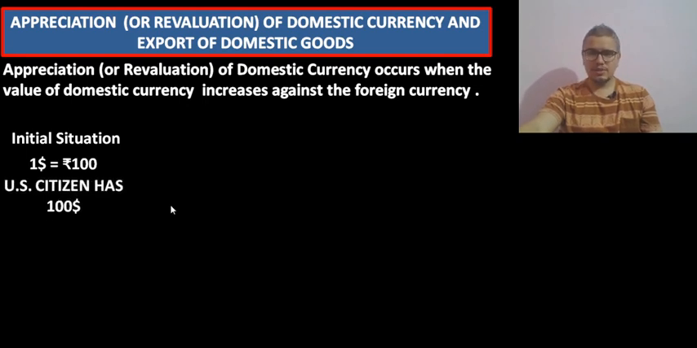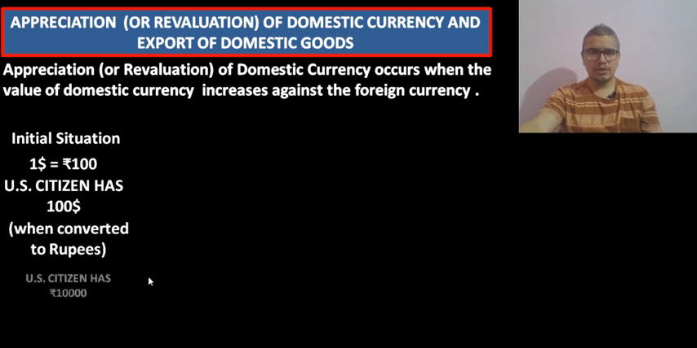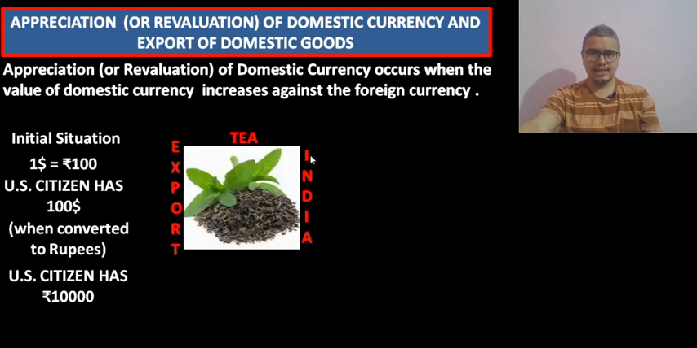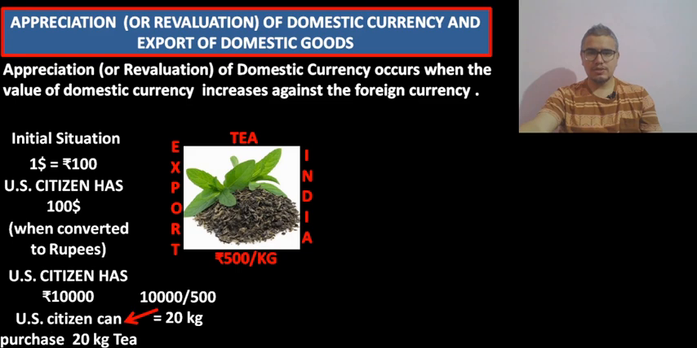Further, let's assume that a US citizen again has $100 with him. If we convert it to rupees, it will become rupee 10,000. India is exporting tea, India is selling tea to this US citizen, and the value of tea is again 500 rupees per kg, so that when this US citizen entirely spends his 10,000 rupees to purchase tea, he will be able to purchase 20 kilograms of tea. Thus, the total quantity of tea purchased by the US citizen is 20 kg.